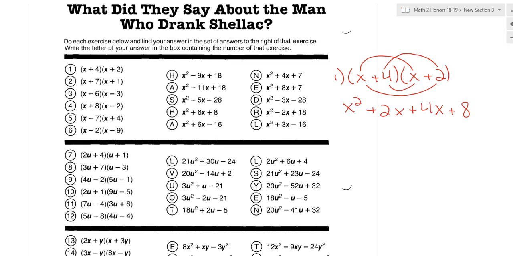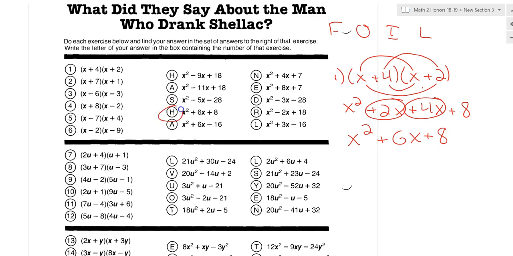I think about this little smiley face dude. I don't know, it kind of looks like a little man. Or it's first, outside, inside, last. Right? F-O-I-L, FOIL method. Okay. So then we just have to combine these two because they're like terms. So we get x squared plus 6x plus 8. So we have H for number 1.